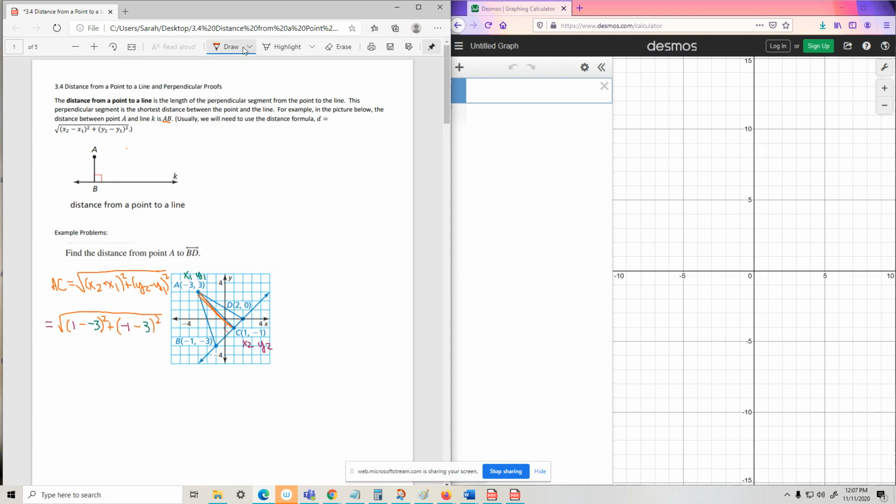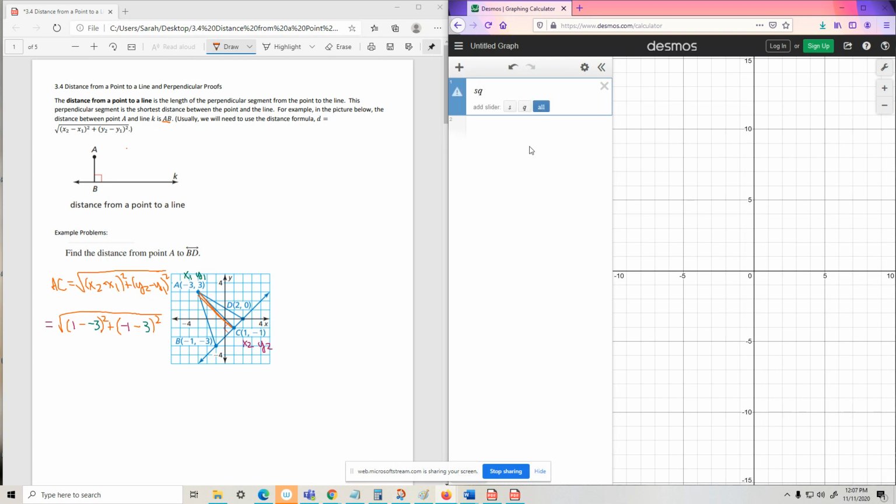You could work this out by hand. You're probably, in most cases, going to get a decimal answer. And you can also just use Desmos. That's what I'm going to do. Everything after the equal sign goes in the Desmos. So square root, there's a square root button on your calculator in Desmos there. 1 minus -3, close your parentheses, squared, plus parentheses, -1 minus 3, close your parentheses, squared.